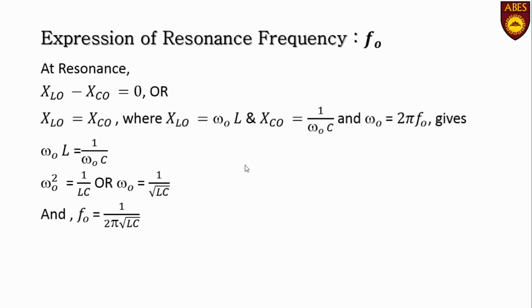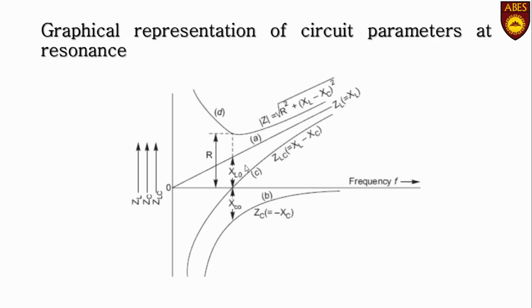So here we can find the resonance frequency F0, which depends only upon the value of the inductor and the value of the capacitor, that is 1 upon 2 pi square root of LC. By knowing the value of inductance and capacitance connected in our circuit, we can easily find the point of resonance, or resonance frequency.